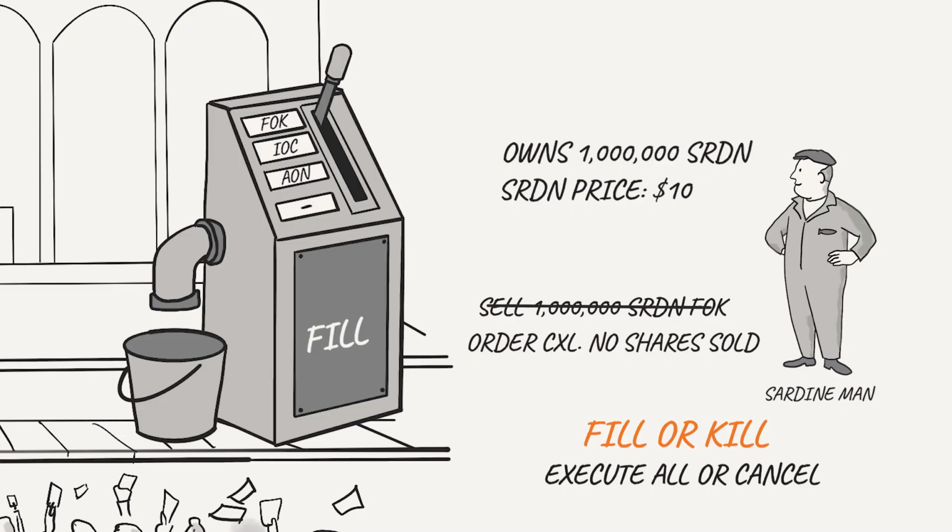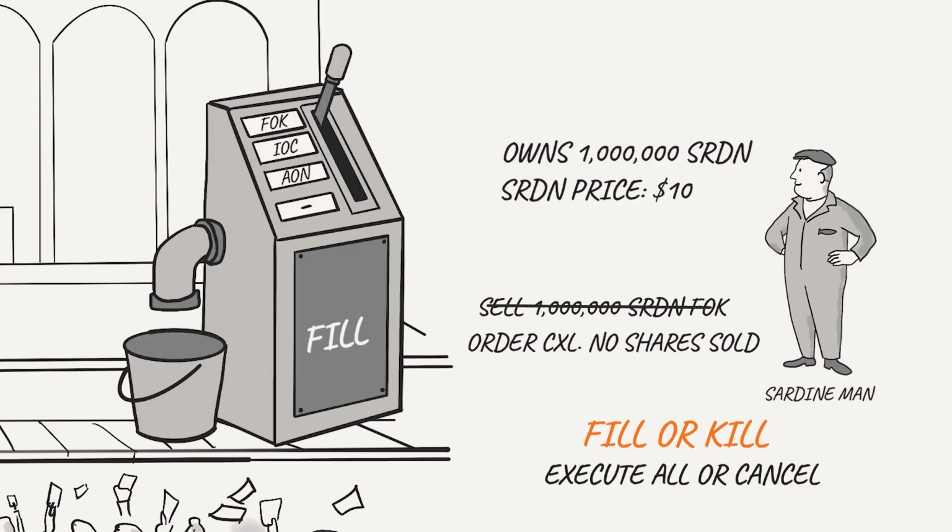But the trader calls us. She says, I saw your fill or kill order for 1 million shares. I have a buyer for about 300,000 shares. Would you want to do that? So you ask the sardine man. You tell him we couldn't get the 1 million shares sold, but we have a buyer for around 300,000 shares.